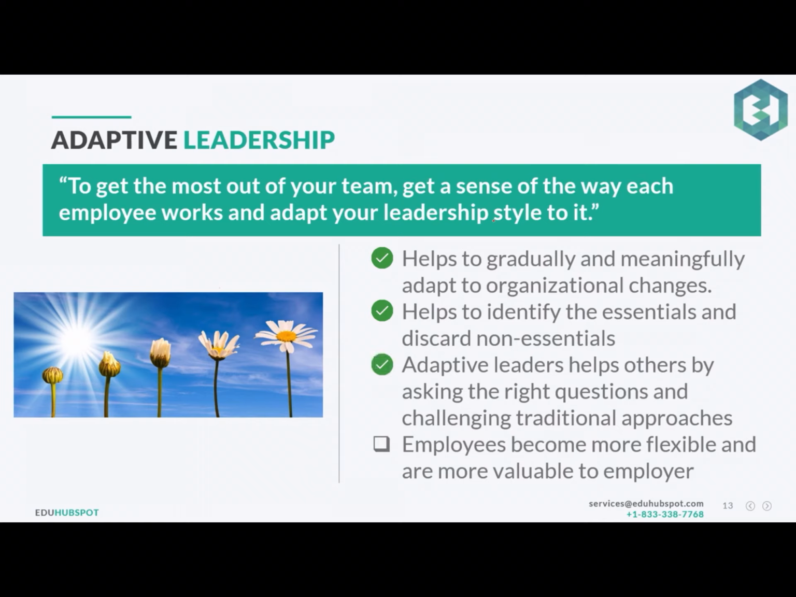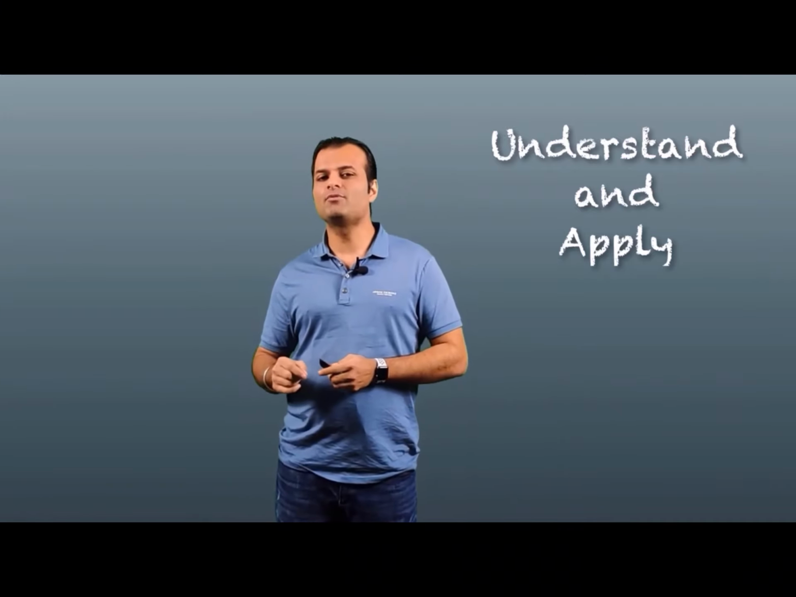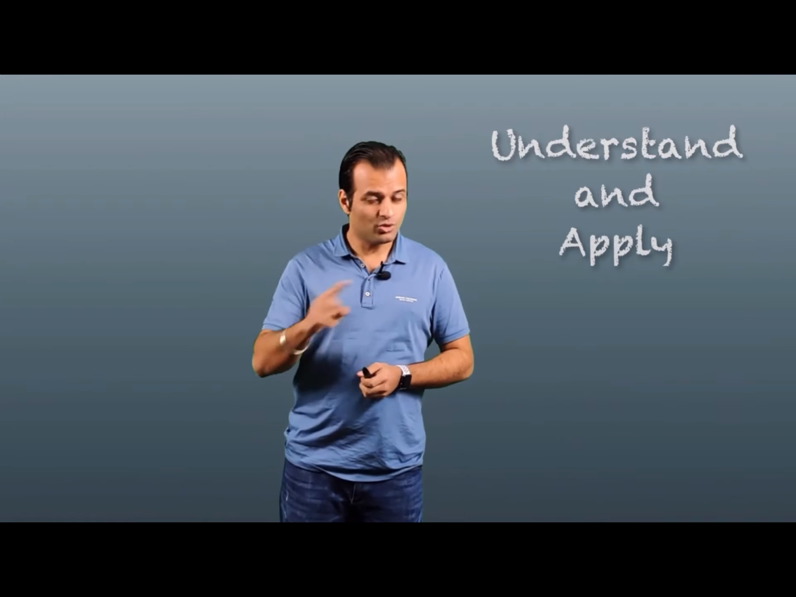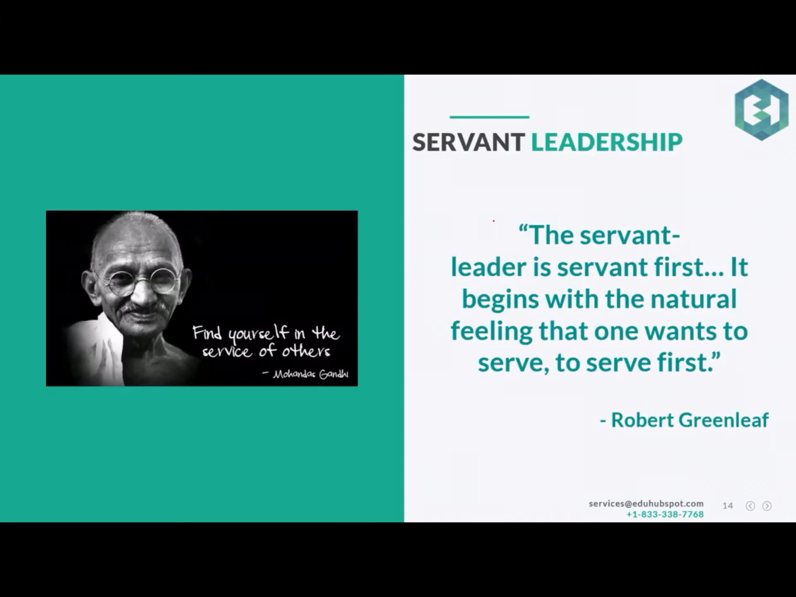Adaptive leaders help others by asking the right questions and challenging traditional approaches. That's exactly what we do. Before I even started talking about the introduction to Agile, I told you one thing: you have to wear the PMI hat in order to solve the PMP exam questions. Understanding the concept is one thing. Applying that concept in solving the exam question is totally different, right? You are adapting to a change over here. Employees become more flexible and more valuable to the employer. That's what adaptive leadership does.